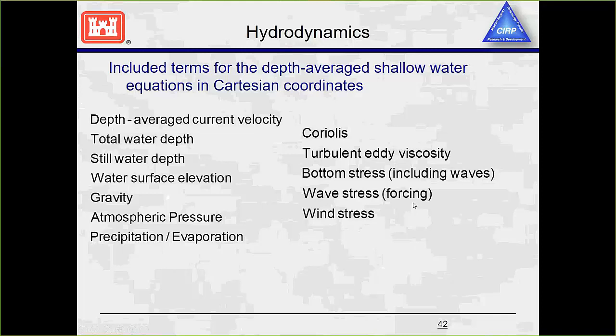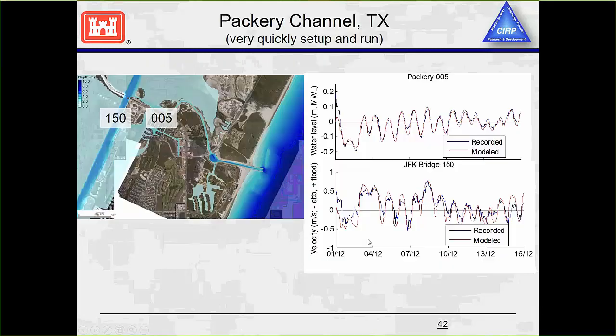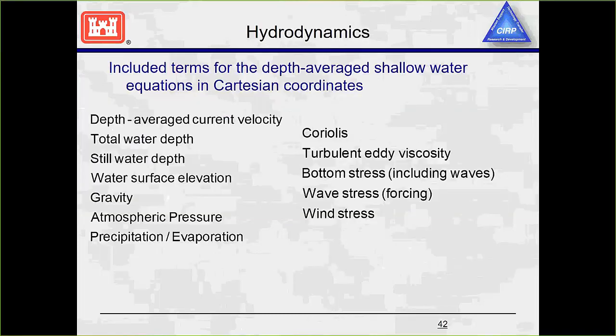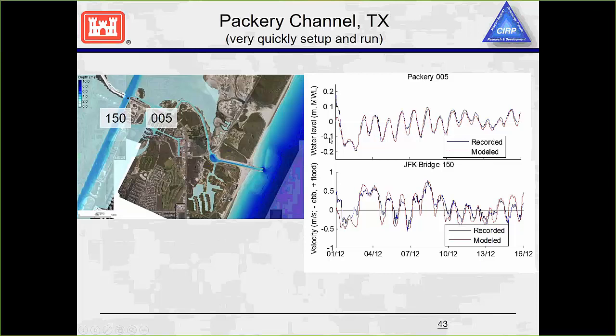Just an example, one grid that we set up for Factory Channel in Texas is relatively quick. We got it up and running in just a matter of hours, and within that time we were able to get a pretty decent water surface elevation validation, and the velocities weren't so bad in a couple of different places. Usually you want to put a lot more effort into these grids, but this was just an example of getting this one up and running quickly, and then seeing what kind of an answer we could get.